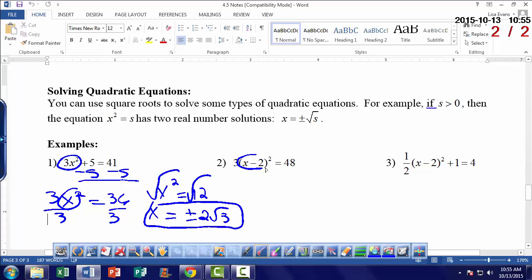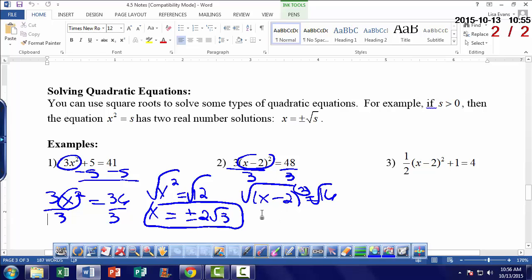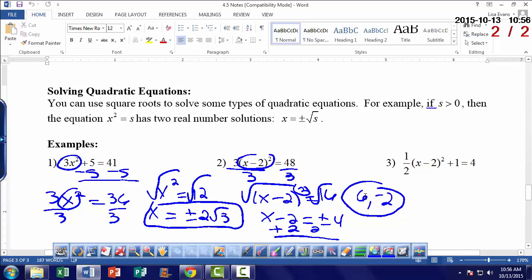You want to get the squared by itself, so we're first going to divide by 3. I get x minus 2 squared on the left. I get 16 on the right. Now, can't take out any of these terms because of this squared. I have to root both sides at this point. So I get x minus 2 on the left, and I get plus or minus 4 on the right. Now we're going to add 2 to both sides. So look, you have 2 problems here. You have 2 plus 4, that's 6, and you have 2 minus 4, which is negative 2. Those are your 2 answers.